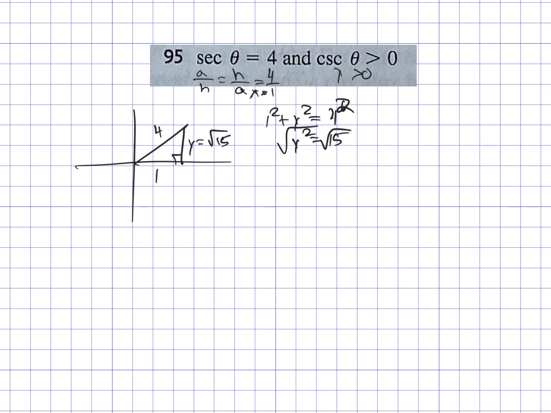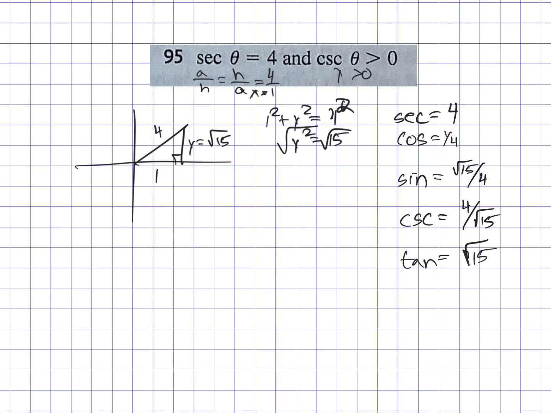Excellent. All right, so let's do it. Secant is 4 over 1, so that means the cosine is 1 over 4. The sine is the opposite leg, square root of 15, over the hypotenuse, and the cosecant must be 4 over the square root of 15. Tangent is opposite leg over adjacent, so that's just the square root of 15 over 1. So the cotangent is 1 over the square root of 15.